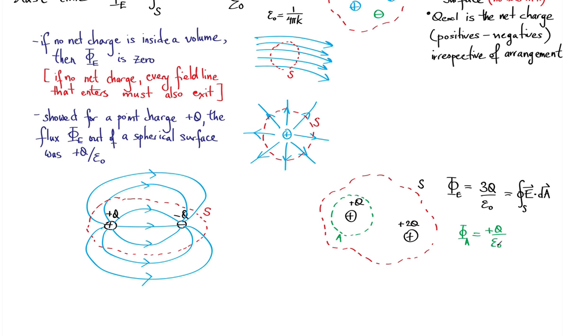over epsilon naught. We could have another surface, again a spherical surface, that is centered at the plus 2Q. Call that B. And phi sub B would be plus 2Q over epsilon naught. And then we have this sort of surface that is everything else, right?